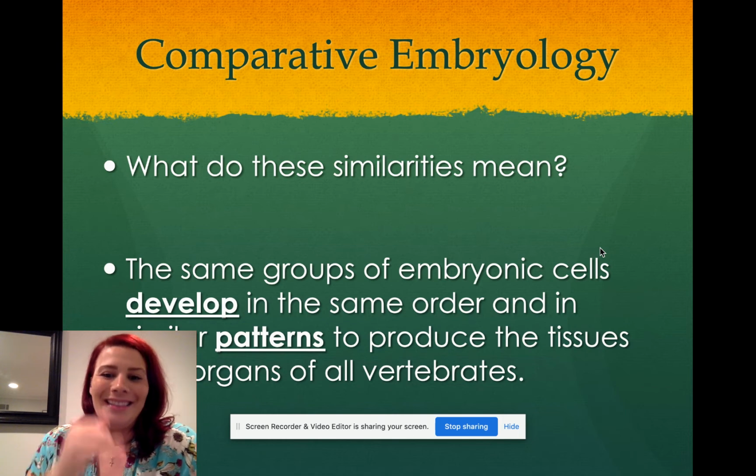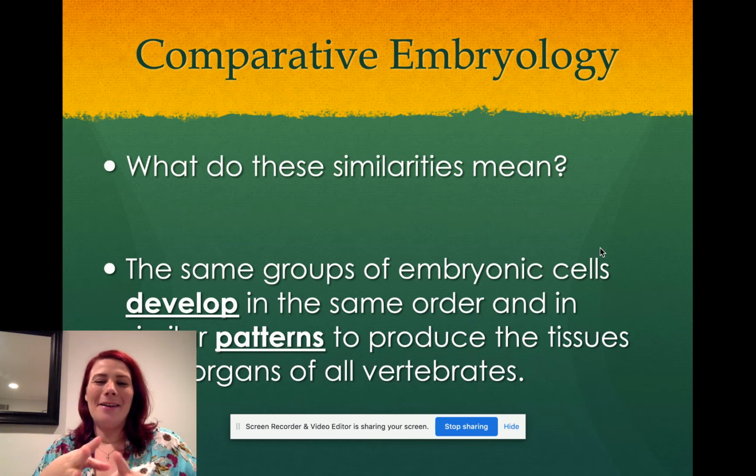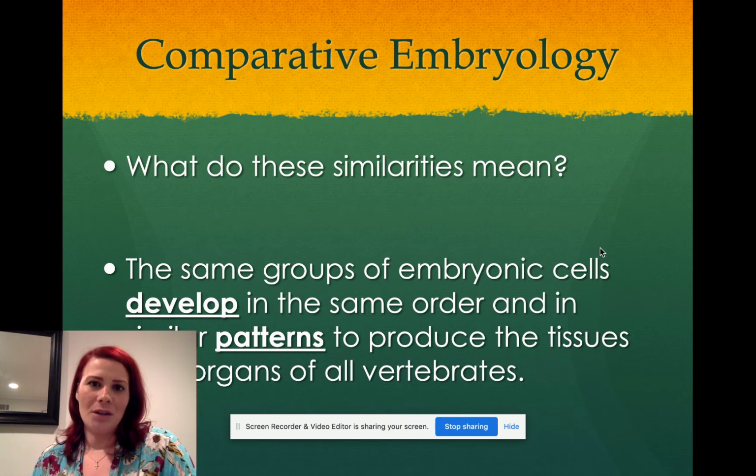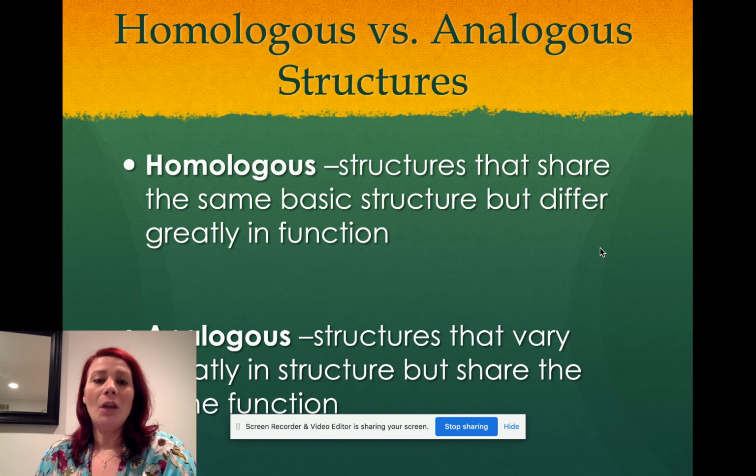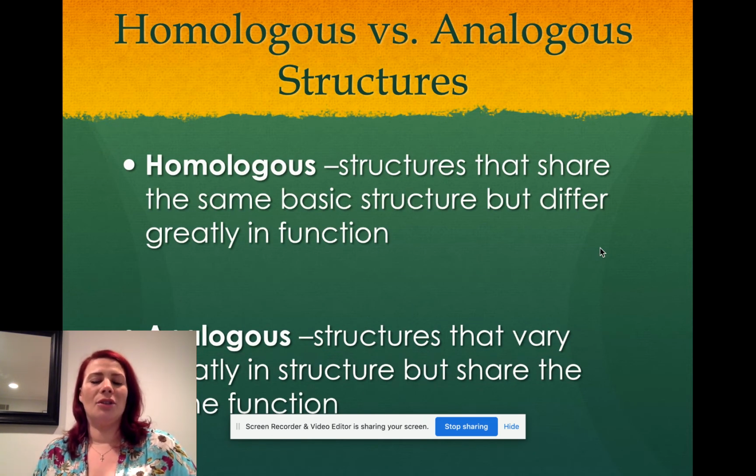All right, again, talking about patterns that we see with embryology, we're noticing that there's some things happening in the same order. And so that's giving us an idea that at some point, all of those organisms must have shared a common ancestor. Okay, homologous and analogous structures.